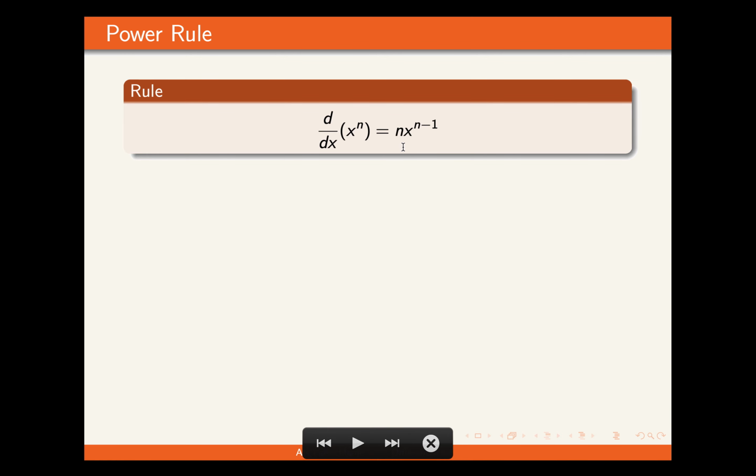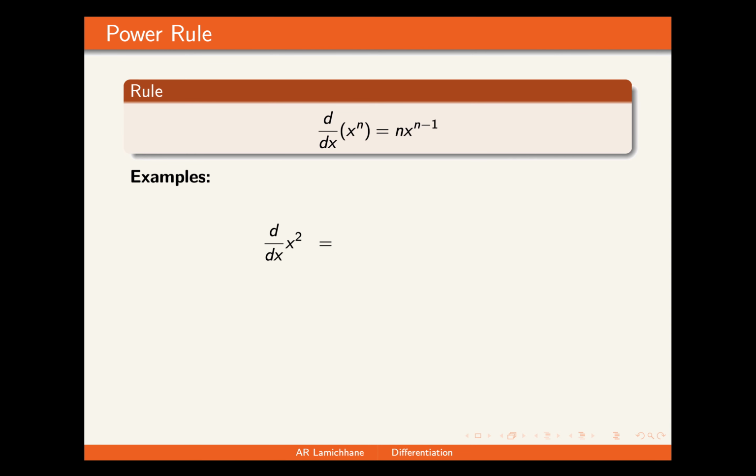If you look into this formula, you can see if we have a power function like x to the power n, we bring the power down as a coefficient, write down the x as it is, and subtract the power by 1. So this is the power rule. Let's try to see some examples.